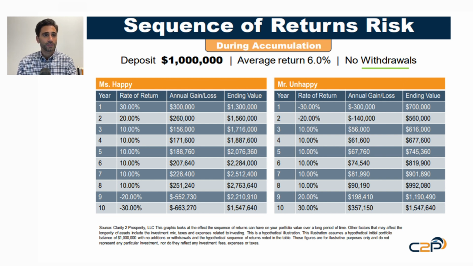You'll see that Miss Happy starts her accumulation phase with a couple good years in the market and ends with a couple bad years. So she started with $1 million and she ends with $1,547,640.